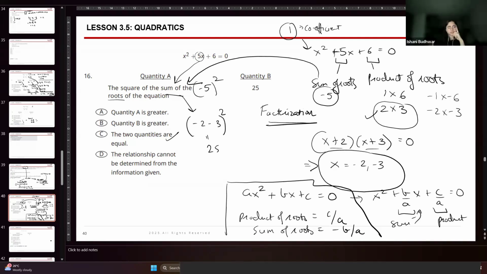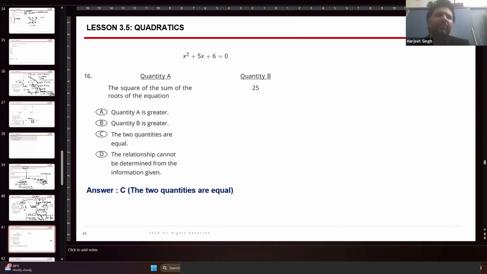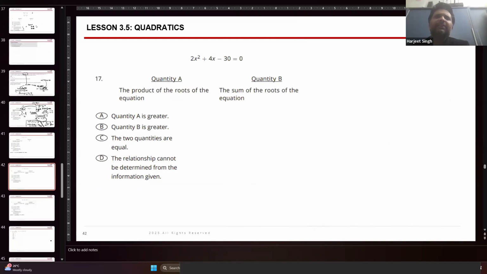So this is pretty straightforward that way. But then I wanted to illustrate the whole factorization and the difference between roots and factors. Okay? All right. Next.